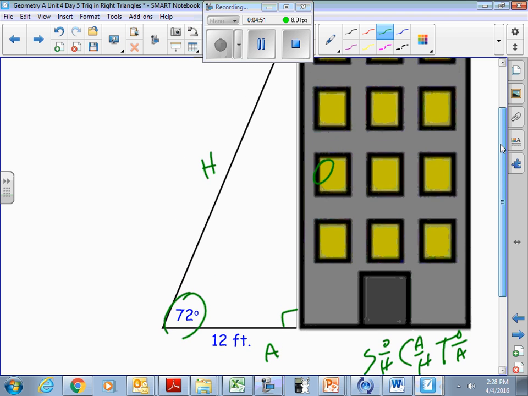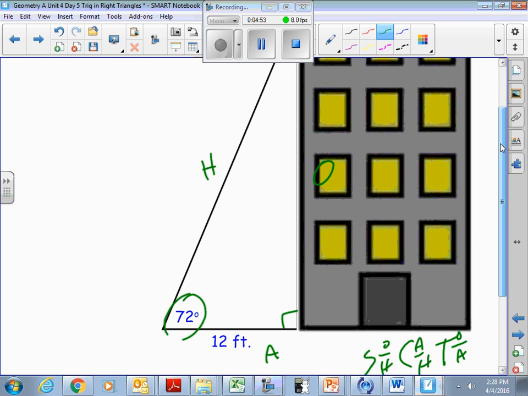We got an A. Oh, it didn't tell us which one we need. I assume we're looking for the height of the building. So if we're looking for the height of the building, then of course you've got an O and an A. I'm not finishing this, I'm just setting up to show that it's all the same thing over and over.